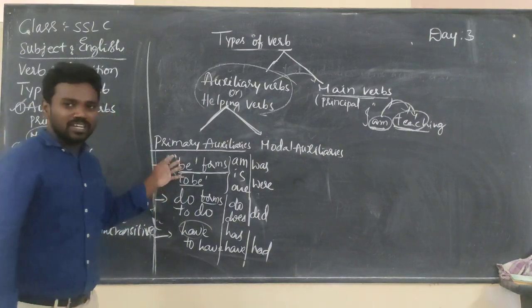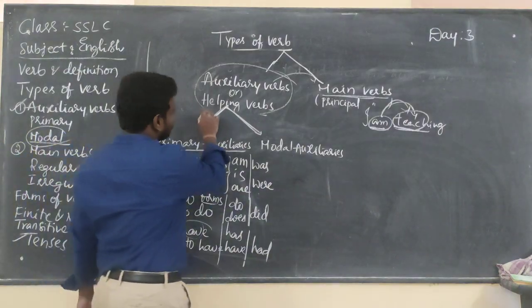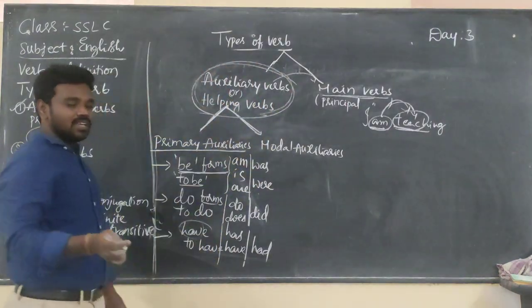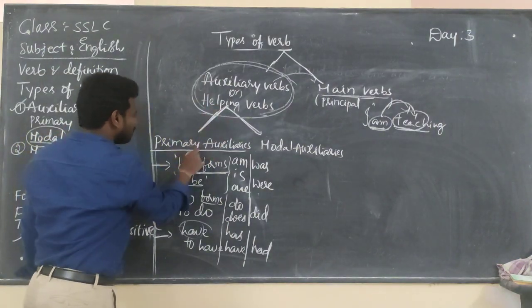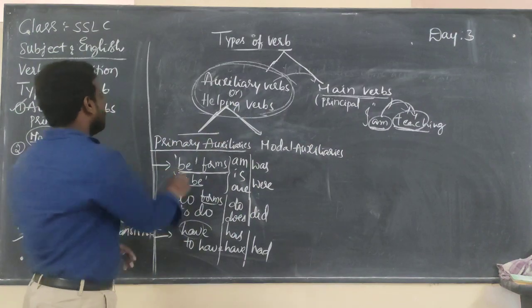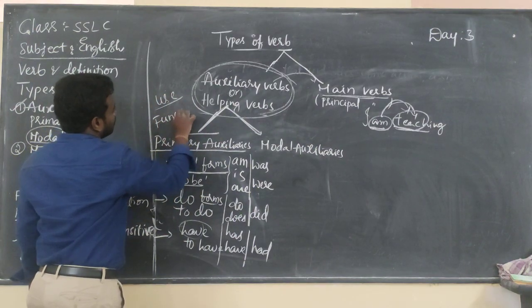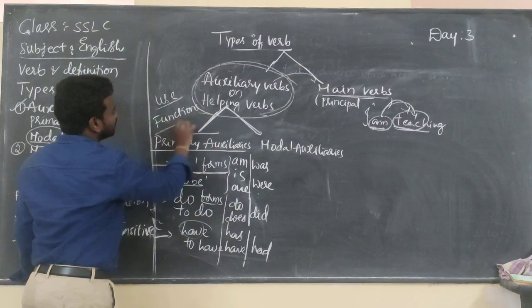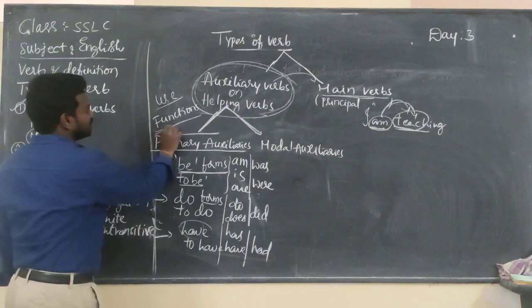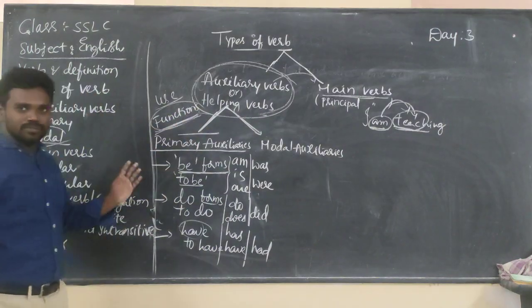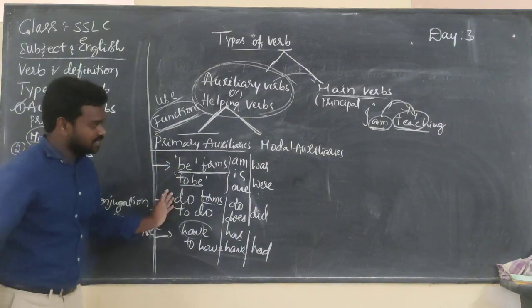Where do we use these be forms? What is the use of auxiliaries? And what is the use of primary auxiliaries? I mean, use means function. Functions of auxiliaries we will see next. So when do we use them? Where do we use them? What is the function? We will see next.